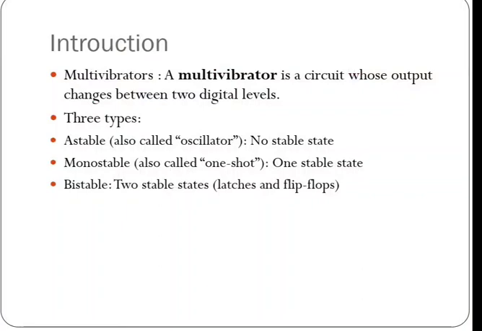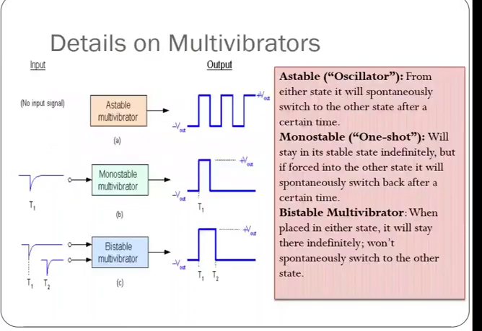Now, what is a multivibrator? A multivibrator is a circuit whose output changes between two digital levels, and there are basically three types. One is astable, then monostable, and bistable. Astable, it has no stable state. Monostable has only one stable state, and bistable has two stable states.